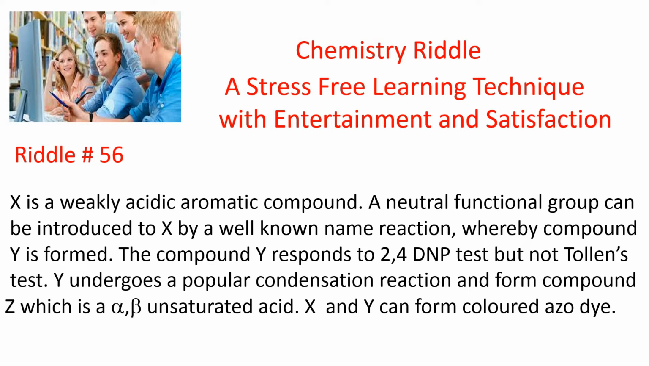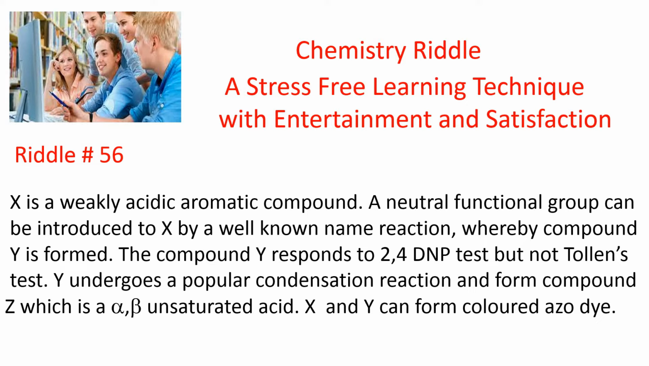X is a weakly acidic aromatic compound. A neutral functional group can be introduced to X by a well-known name reaction whereby compound Y is formed. The compound Y responds to 2,4-DNP test but not Tollens test. Y undergoes a popular condensation reaction and forms compound Z, which is an alpha-beta unsaturated acid. X and Y can form a colored azo dye.